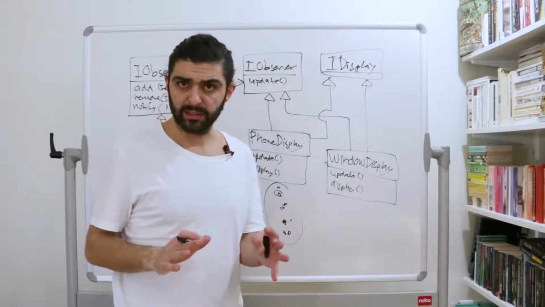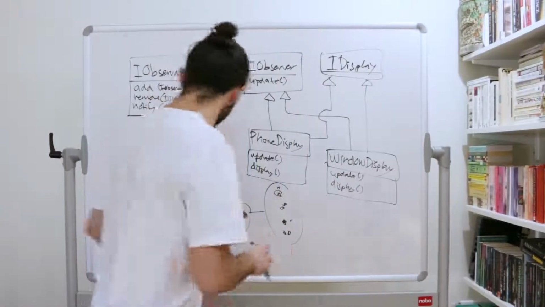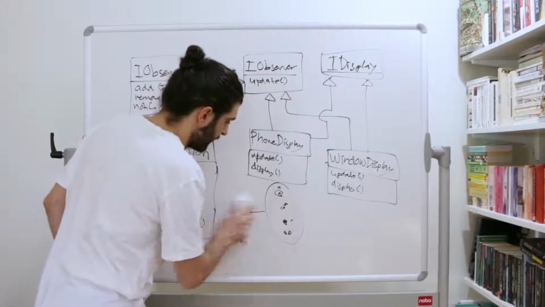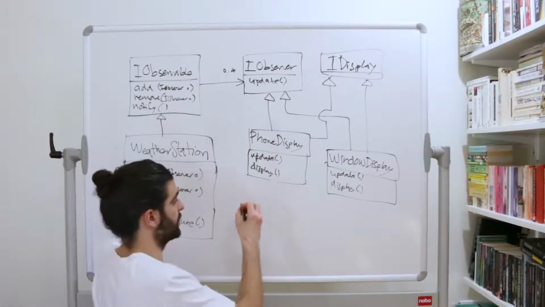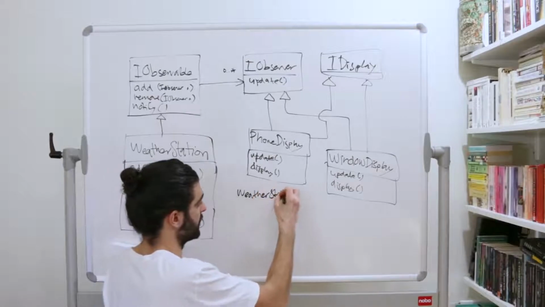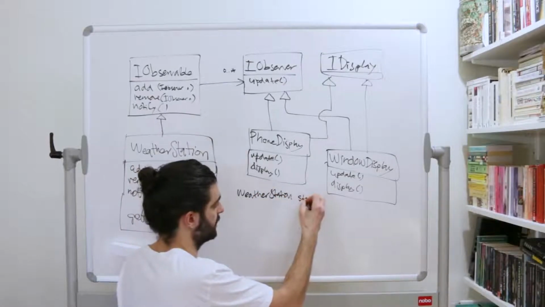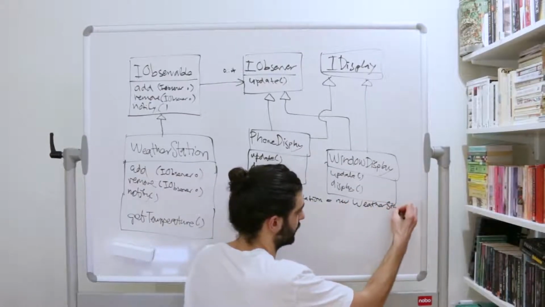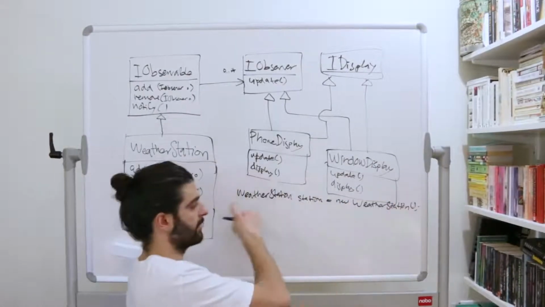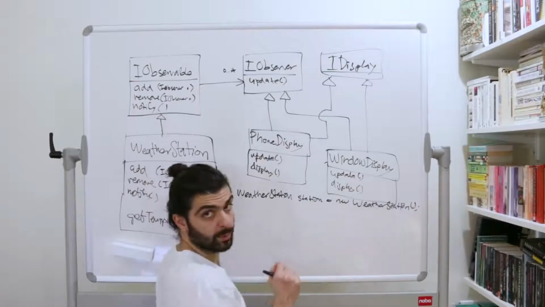So actually, I think it makes sense to start to look at actual code. Hopefully we can fit in this space, I'll try. So let's redo the same thing. We instantiate the weather station. Let me just call it station. So we have a weather station called station, that's a new WeatherStation.